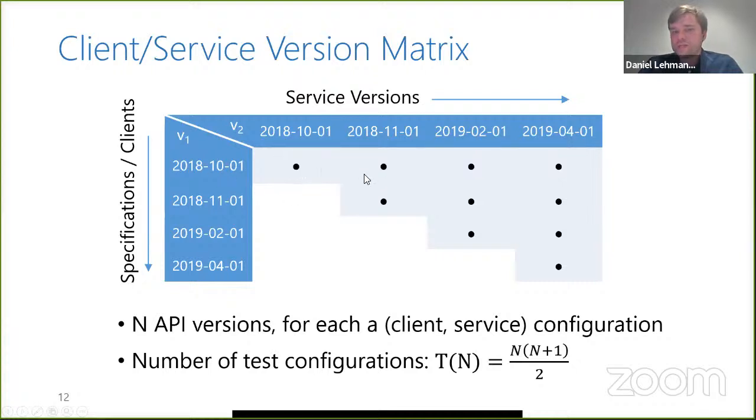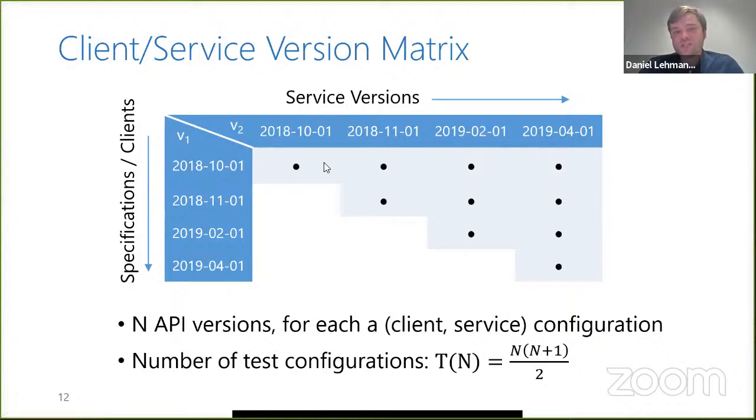But the adjacent cell to the right means that we send those requests, the exact same requests, to newer services. And obviously the other way around doesn't make sense, because otherwise the service would have to handle requests that are not even specified for it. So that's why it's an upper triangular matrix. And then we basically have to run our approach for each of these valid combinations of specification version and service version.